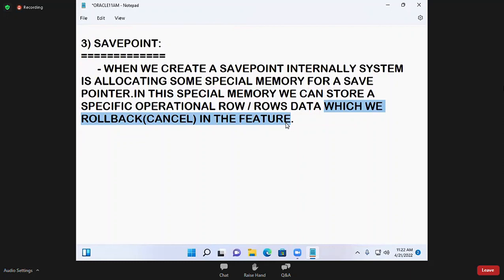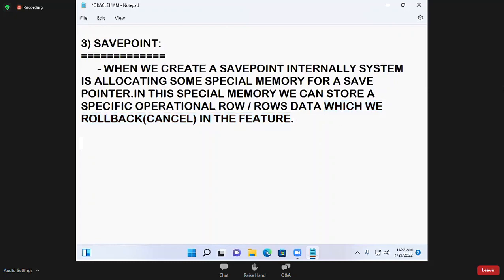And that special memory we create by using savepoints. Whenever you create a savepoint, one special memory is allocated for you. In that special memory I keep my required transactional information, and whenever I want to roll back, I can roll back that information. That is the purpose of a savepoint.